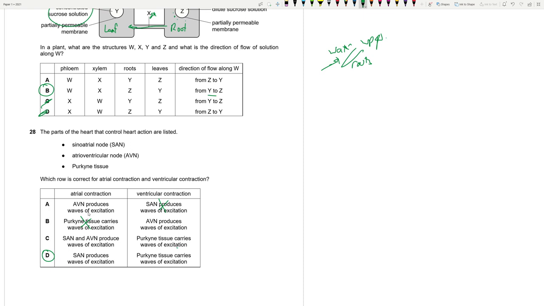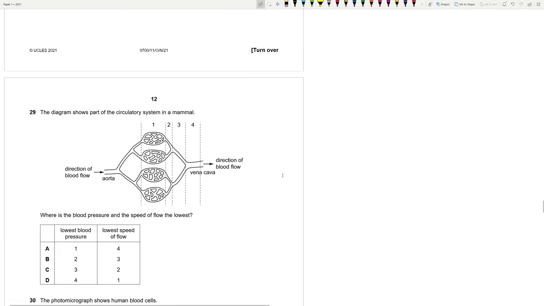So guys, what is wrong with AVN and what does it do? AVN is mainly required for producing a time delay. It's mainly a middleman between the SAN and Purkinje tissue. It's there so that a time delay is produced so that all blood from the atria can be released and go into the ventricles. Do you get it? But it doesn't produce anything. SAN mainly does, and it goes to AVN followed by the Purkinje tissue. So 28D is the best answer.